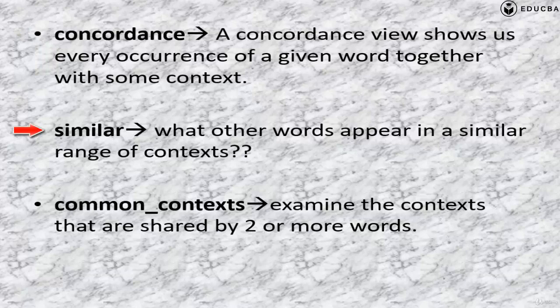Next one is similar. It will show you what other words appear in a similar range of context. So it will show you the relationship of that word with other words. You pass a particular word as an argument, and that function will show you the relationship of that word with other words which are appearing in a similar range of context.